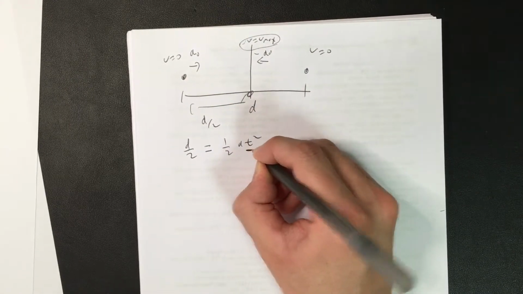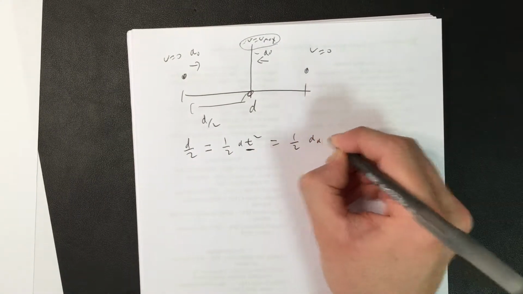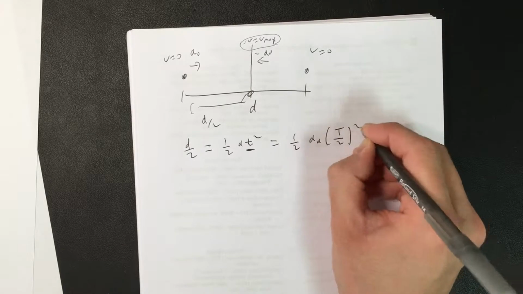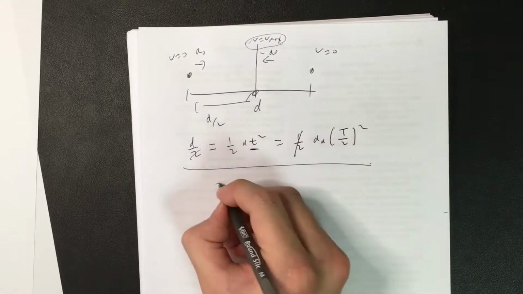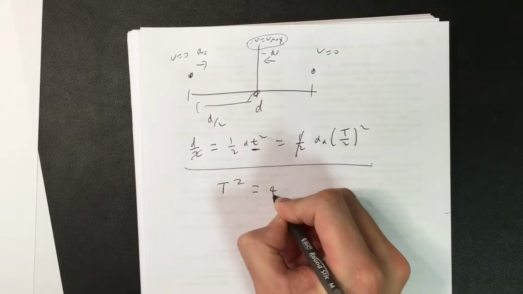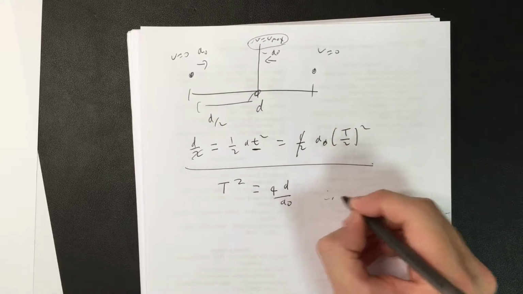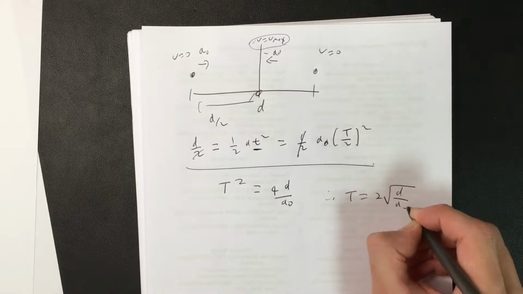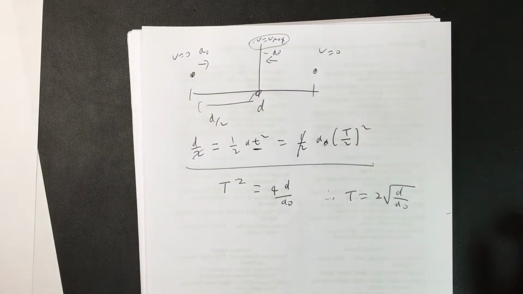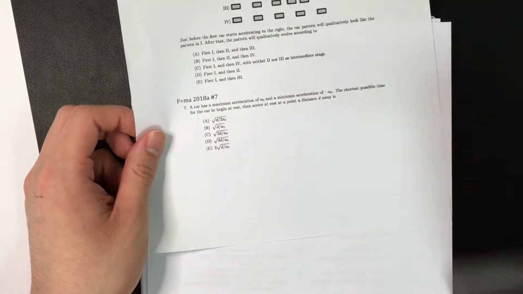Now, since this time would be half the amount of the total time, I'm going to put it as 1/2 a naught times big T over 2 squared. And solving for this, I can cancel out the 1/2, and then this becomes T squared equals 4d divided by a naught. And therefore, T would simply become 2 times the square root of d over a naught. And looking at the answer choices, it looks like answer choice E matches our answer.